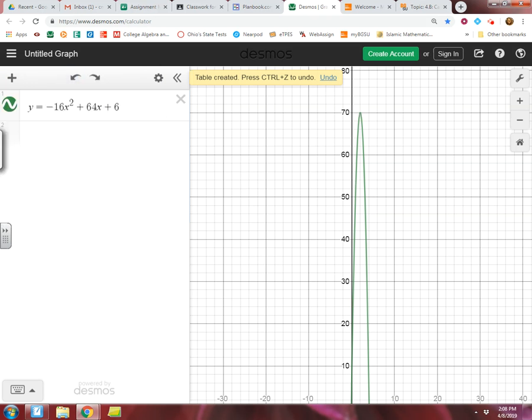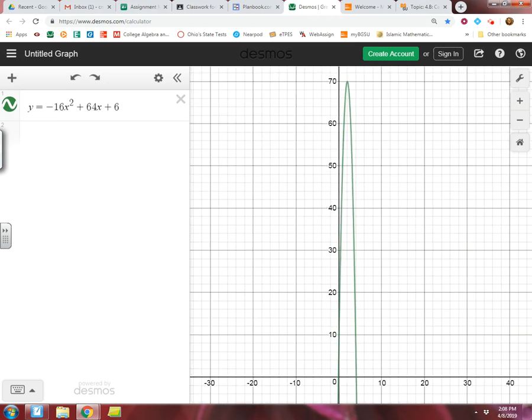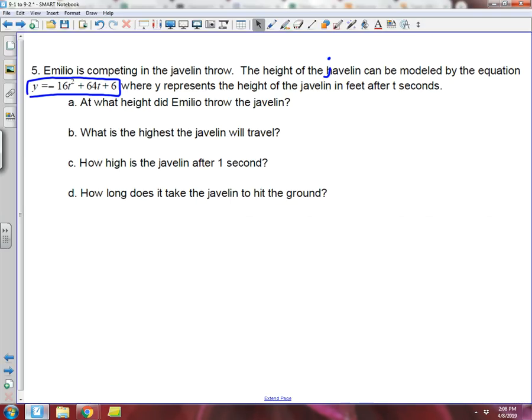All right, guys. Looks like a javelin, doesn't it? Going up and then down? Fair enough. Let's answer our questions. At what height did Emilio throw the javelin? Does the javelin start on the ground? It starts up in my hand. Now you got to look at this graph.